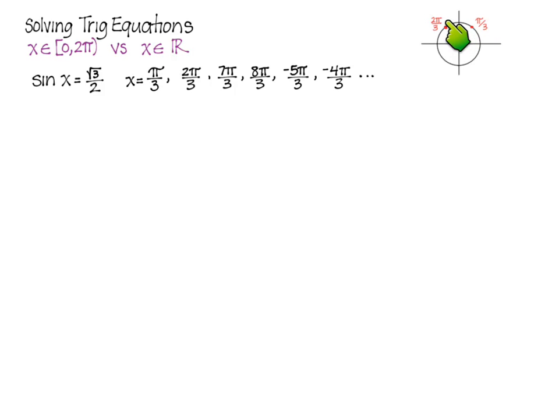And then over here is another coterminal angle at 8 pi over 3. We could keep going around and around and around. Every time we go around, we go another 2 pi, but we're constantly landing on these two spots. We could also go clockwise, negative, and we could have negative 4 pi over 3, and then negative 5 pi over 3. So going in the clockwise direction, we could also have angles.